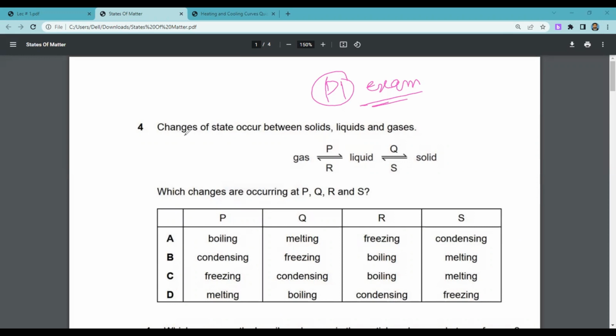The first question is, changes of state occur between solids, liquids, and gases. This is a gas converted into a liquid and a liquid converted into a solid. Now you can memorize and answer the question. What changes occur at P, Q, R, and S? Think about that. You can also pause the video.